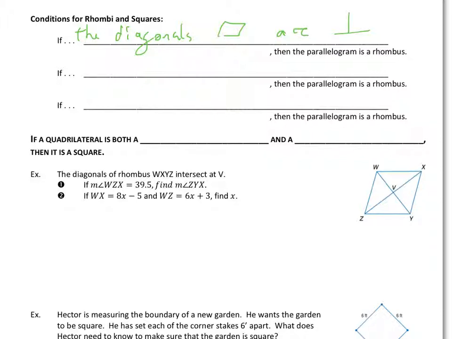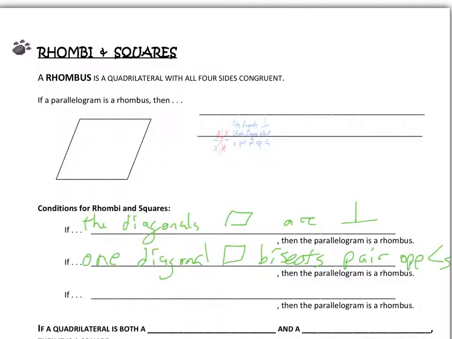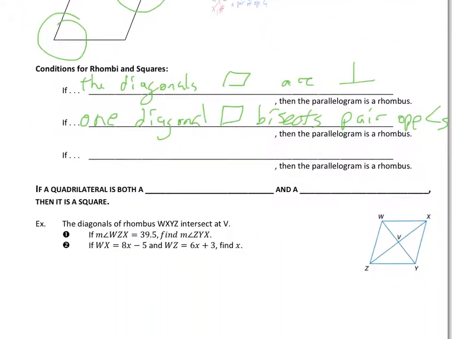Another way, if one diagonal of a parallelogram bisects a pair of opposite angles. So if one diagonal bisects a pair of opposite angles, which we looked at in the diagram above, if we have a scenario where we see this, they're congruent, then yes, it's a rhombus.